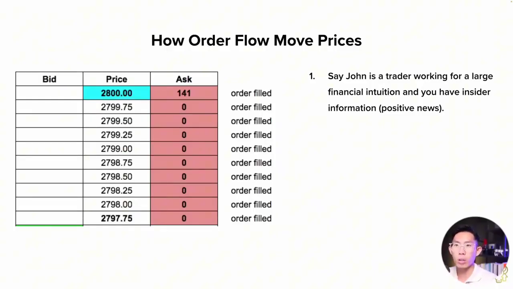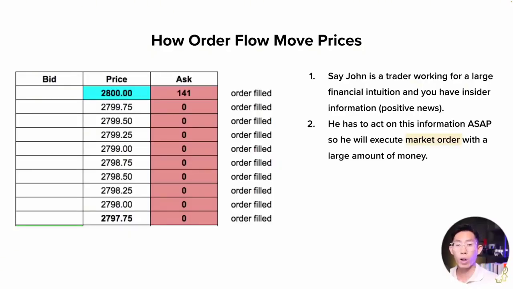So yeah, let's say John is an institutional trader, which means he's managing millions of dollars. He has a lot of buying power, and he has insider information which happens to be positive news. So he has to act on this information as soon as possible, before the news comes out and the market takes the news into account. He has to act on it right now.